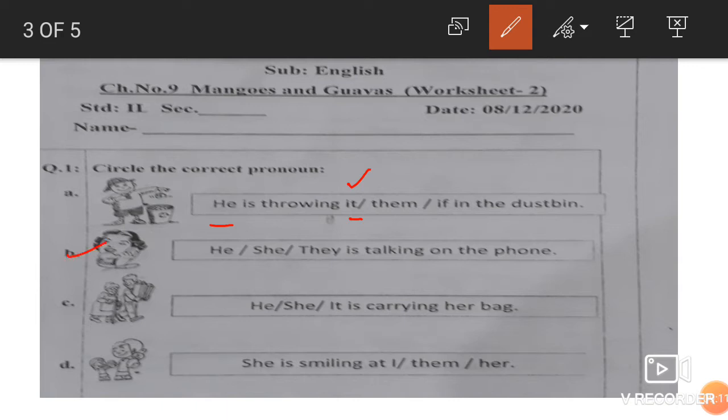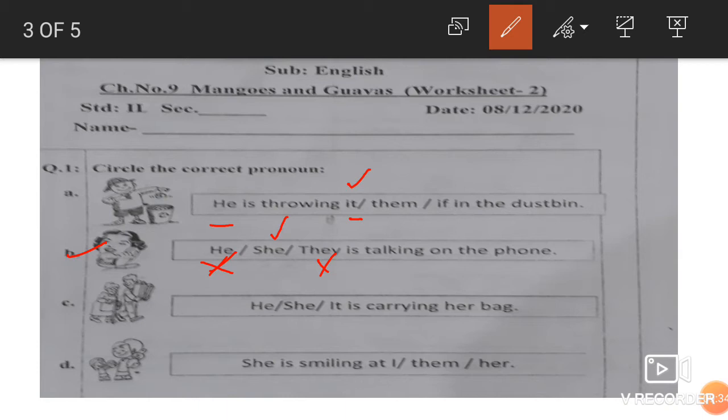Here she is a girl. She is talking on the phone. So this cannot be he, because there is no boy, there is no man, so no he. So she. It is one person, so they will not come. No boy, so he will not come. They is for more than one, they will not come, beta. So you have to select she.